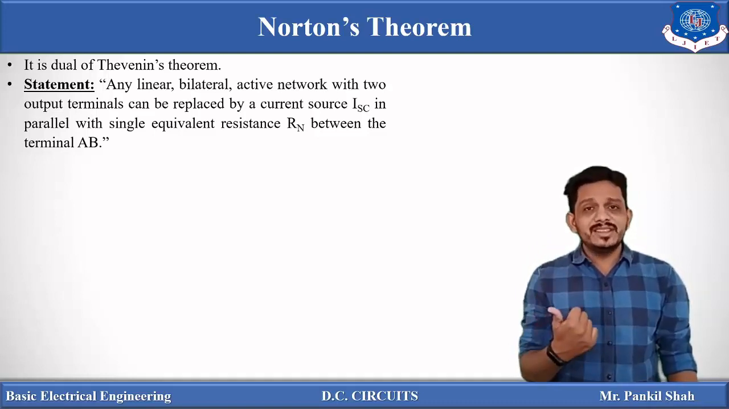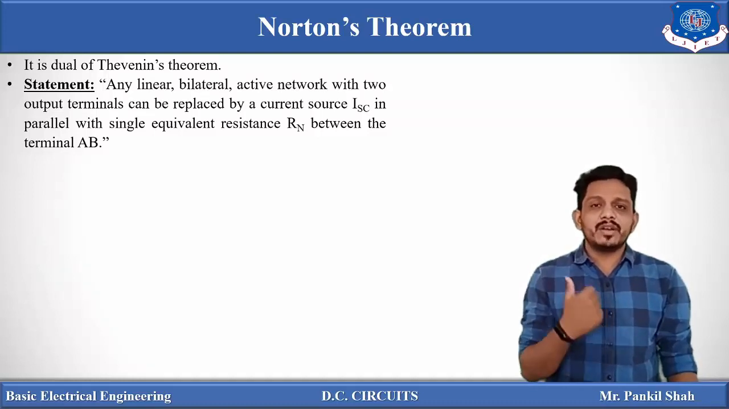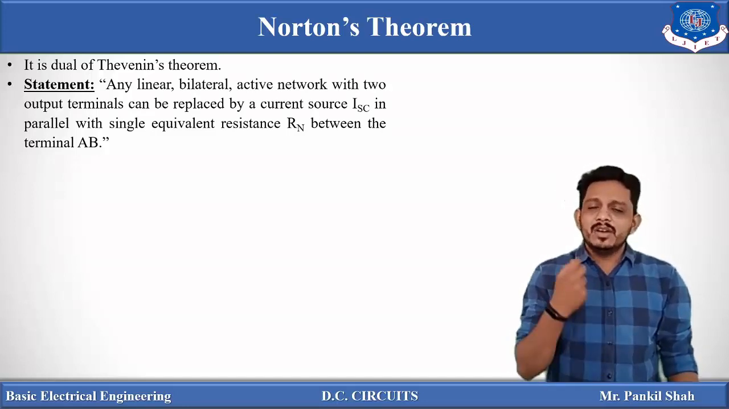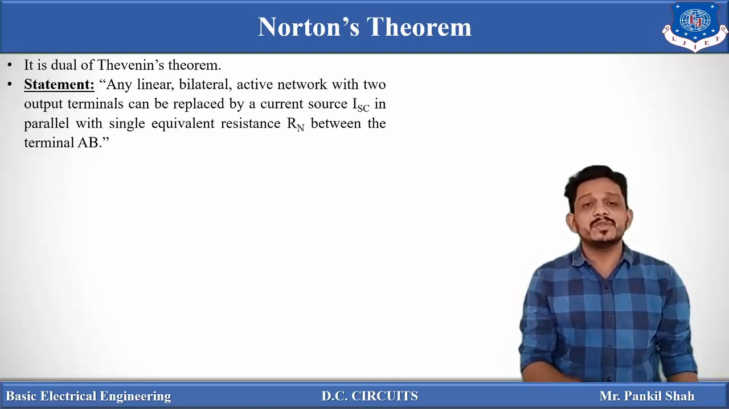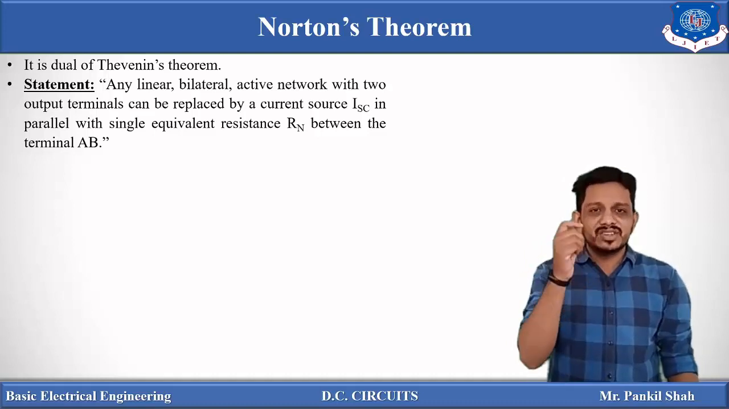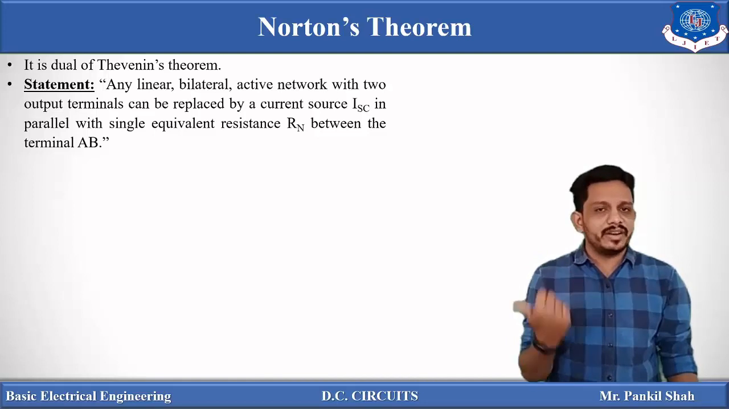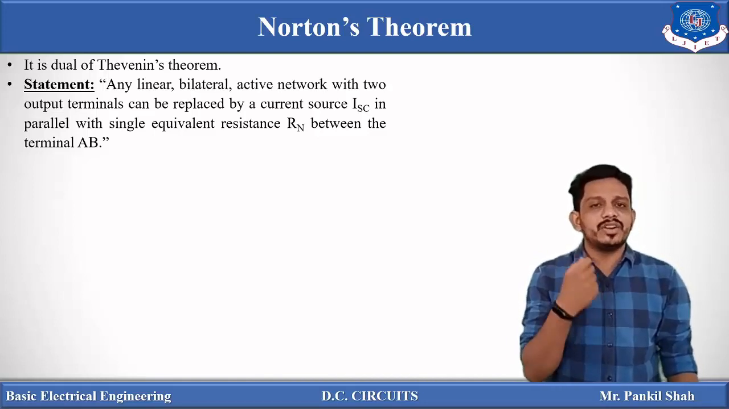In Thevenin's theorem, we were replacing the whole network by a voltage source and a resistance in series with it. And in Norton's theorem, similarly, we are replacing the whole network except the load resistance branch, but by a simple equivalent current source and a resistance in parallel to it. So IN will be the value of that current source, Norton's current source, and RN is the equivalent Norton's resistance.